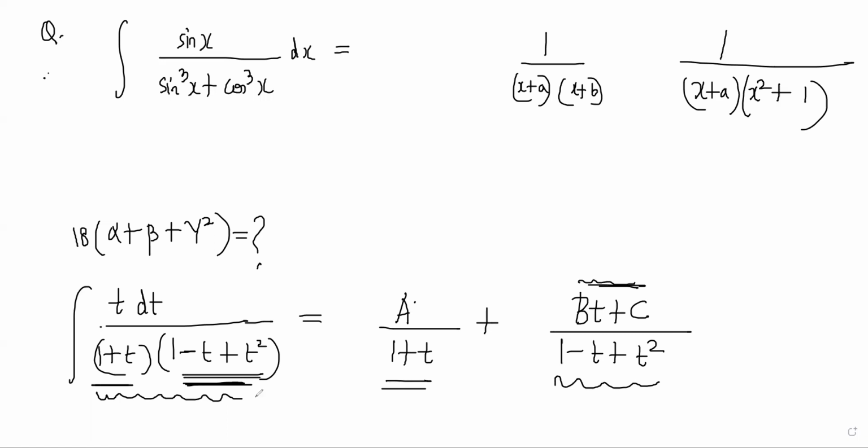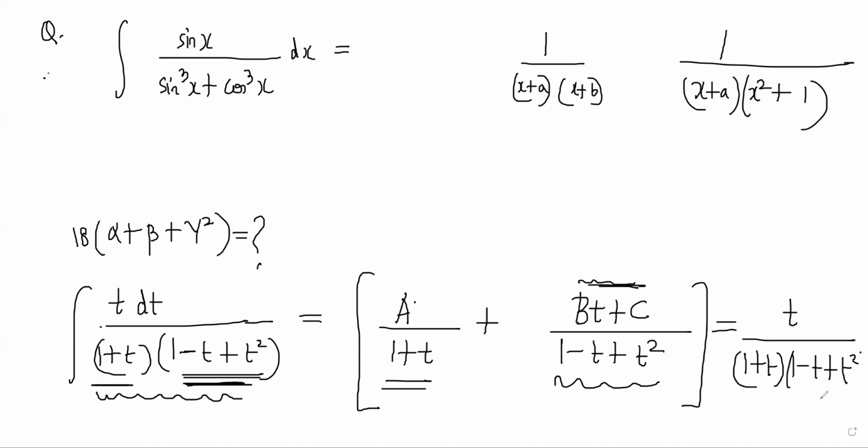This is not so complicated. I just forgot it. Sorry. This should add up to t by this. And from here, you have to find A, B, and C. How will you find A, B, and C?